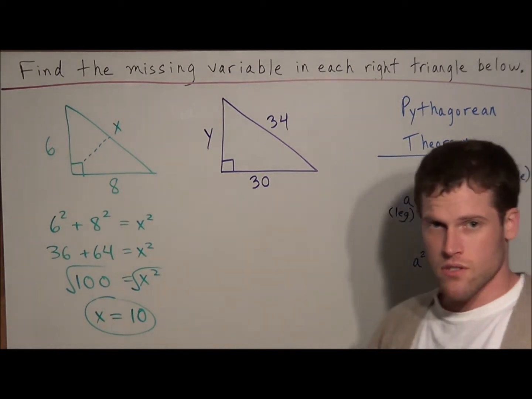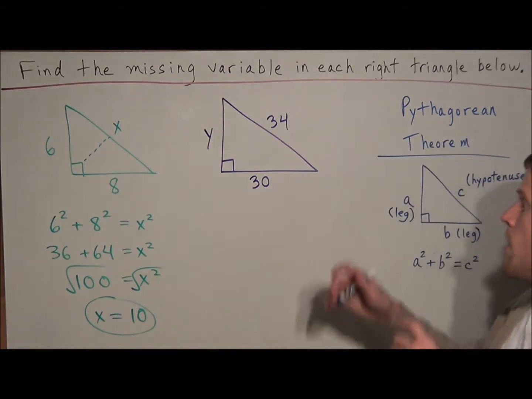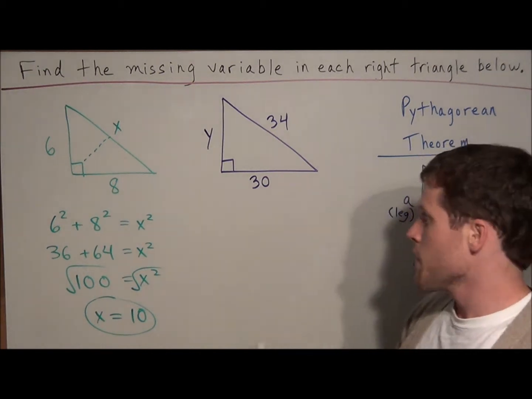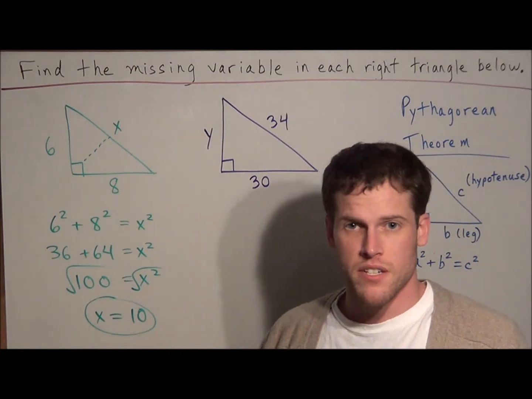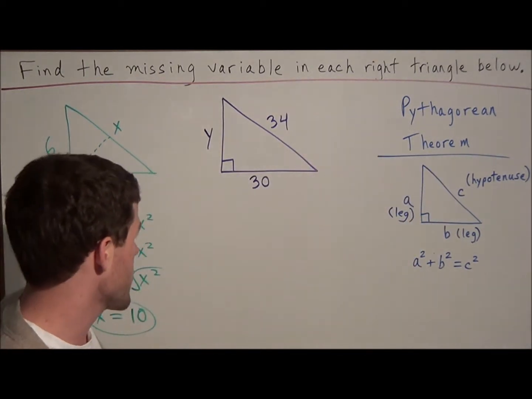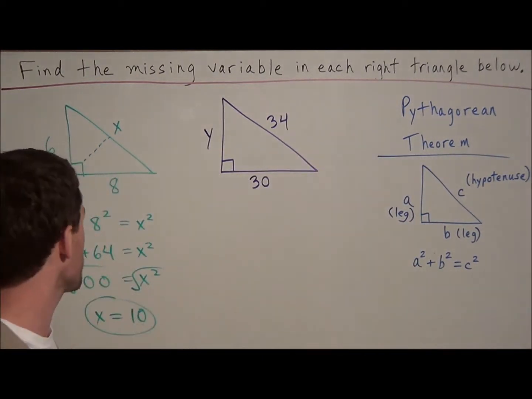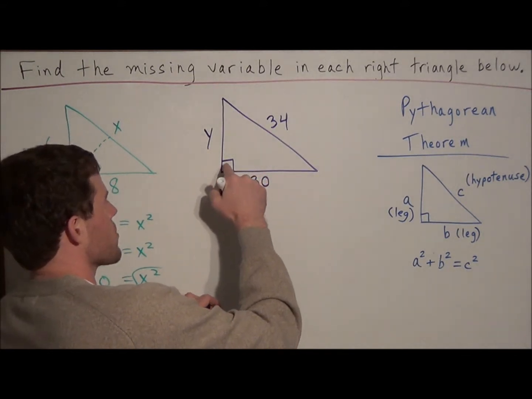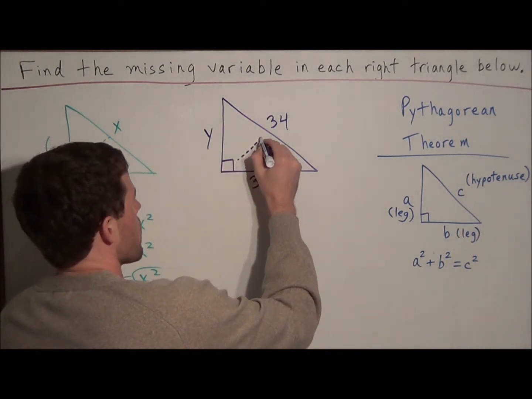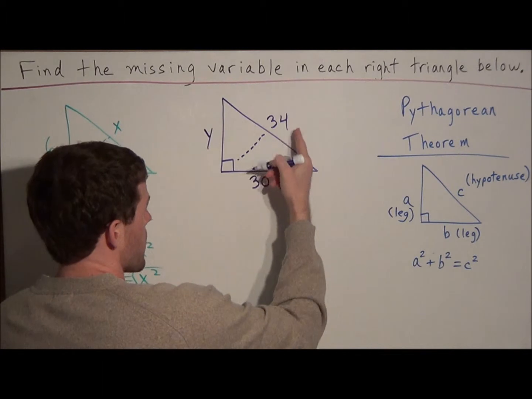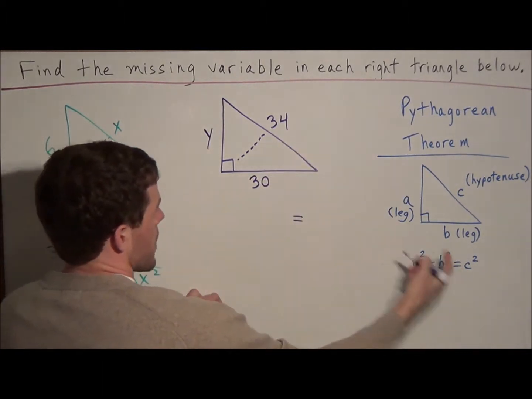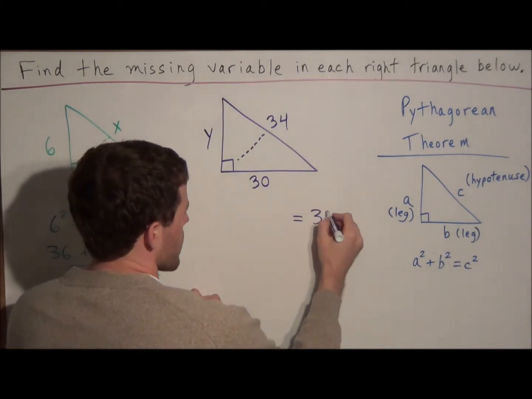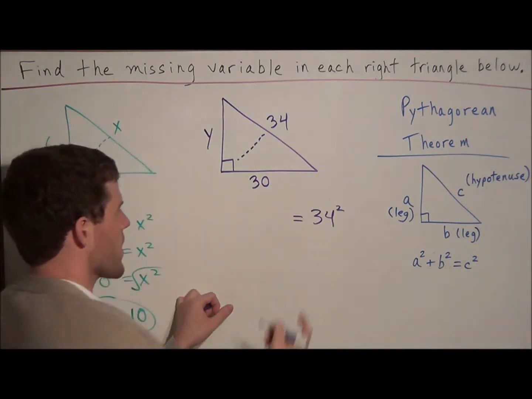A lot of students get this one wrong, and it was put second for a reason. When students get this wrong, they write 30 squared plus 34 squared equals y squared. But I'm telling you, the first thing you want to identify with these problems before you use the equation is the hypotenuse. You start at the right angle, go opposite the right angle, and your hypotenuse is 34. So when you're using this equation, you're squaring the hypotenuse. You're going to have 34 squared on the right hand side.